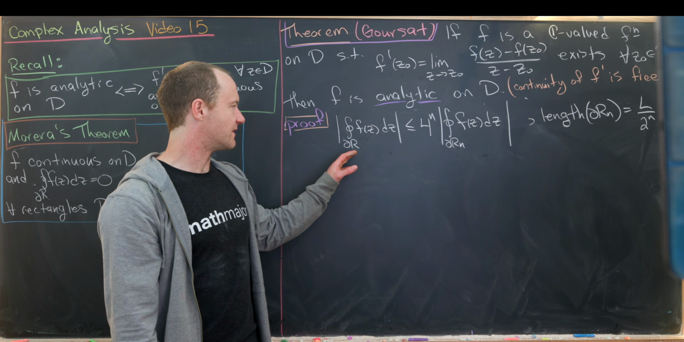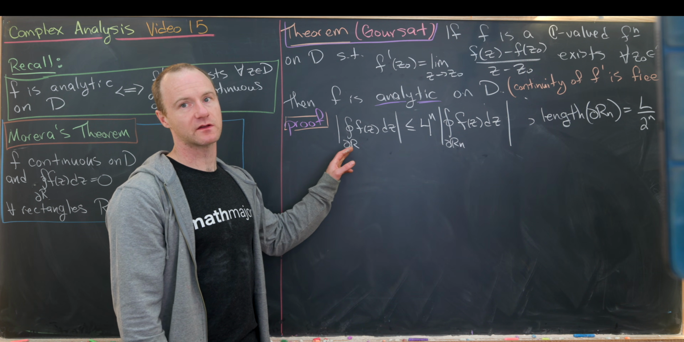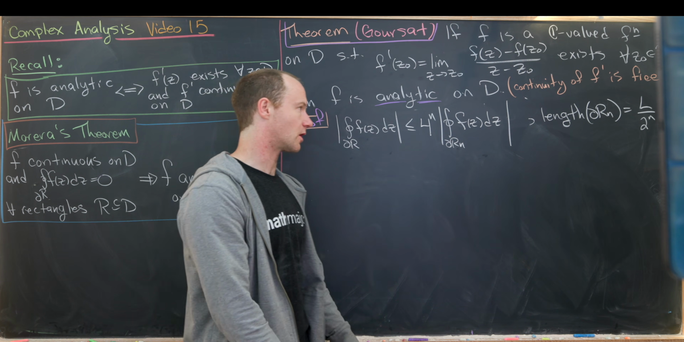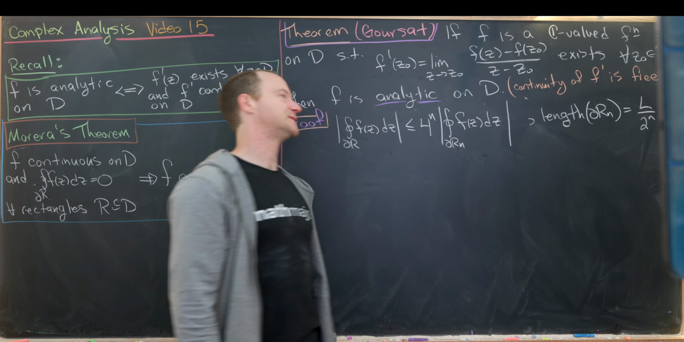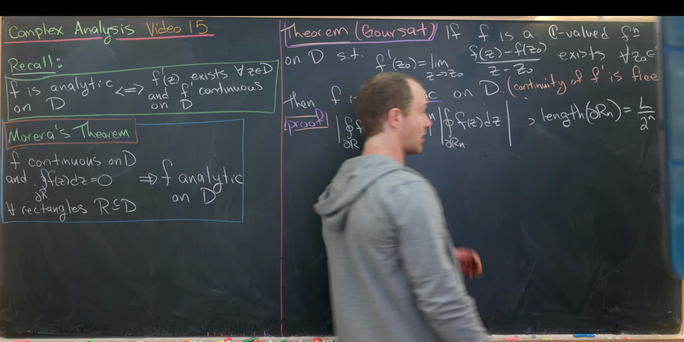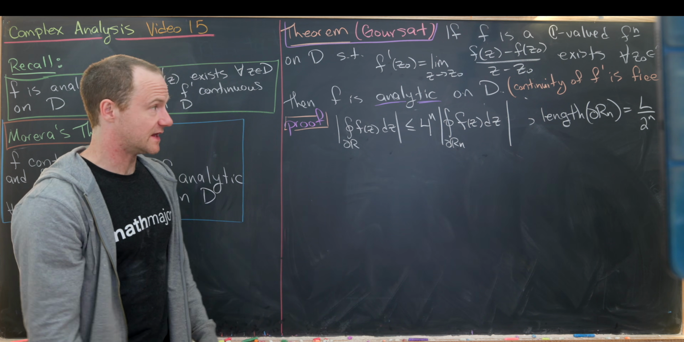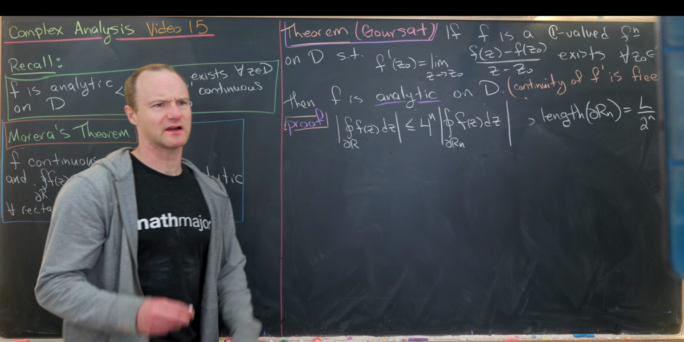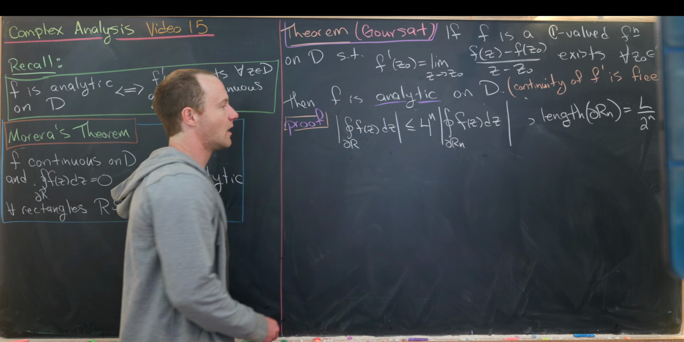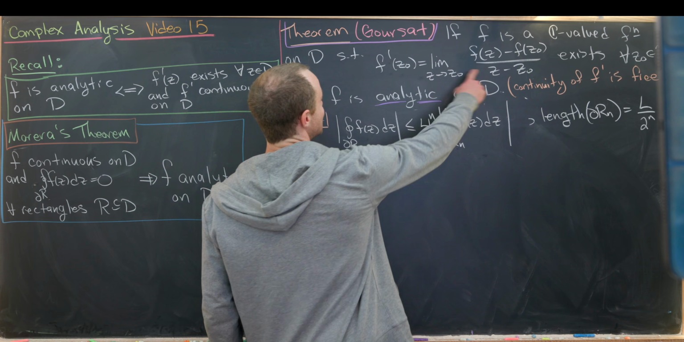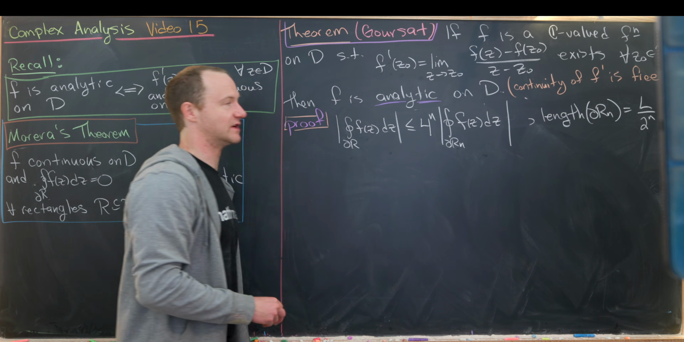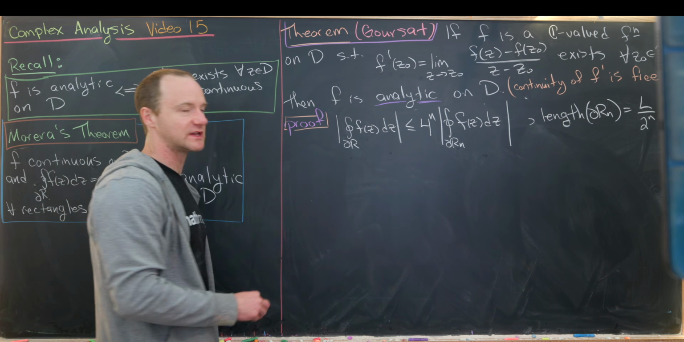Now let's recall that the length around our rectangle, in other words, the perimeter of our rectangle R, was equal to L, which means that the length of the boundary curve ∂R_n is L over 2 to the n, just by some quick arithmetic. Okay, so we haven't used anything about the fact that we have a differentiable function yet. And so let's do that.